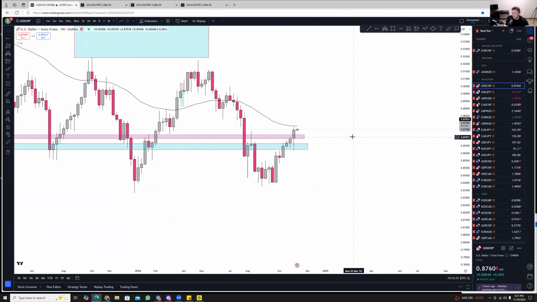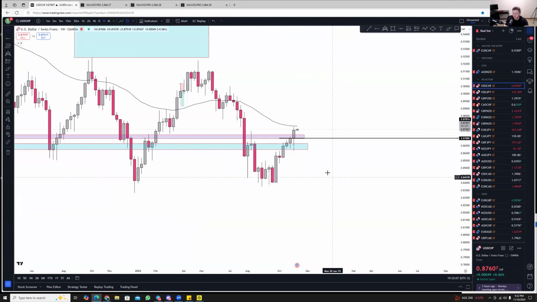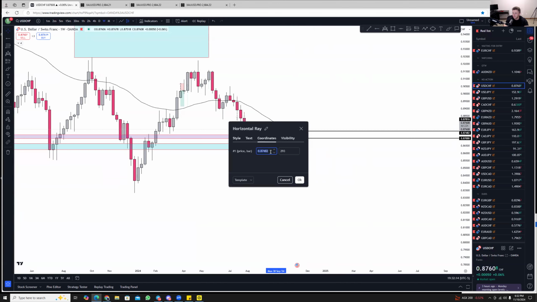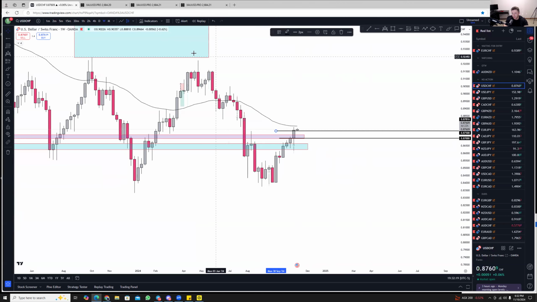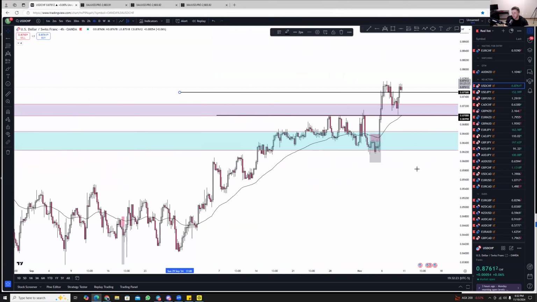Is there a round psychological level in here? There is at the bottom, but we can't count it because we are not there. Is there one in here? We do have a round psychological level right up here as well. But is that in our area of interest? No, it is not. It will be an added confluence.